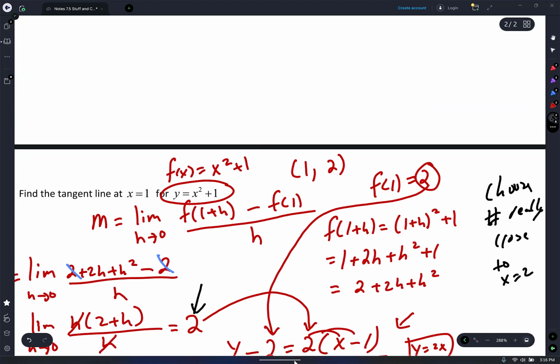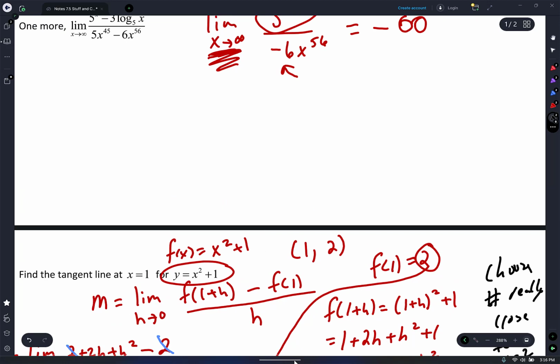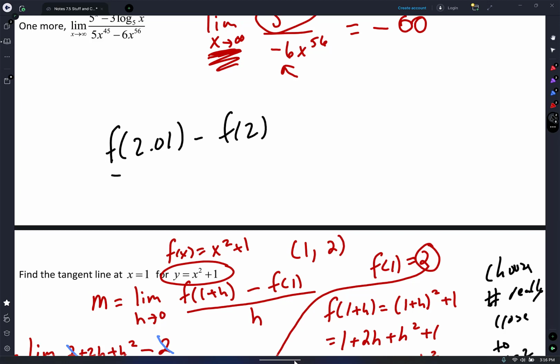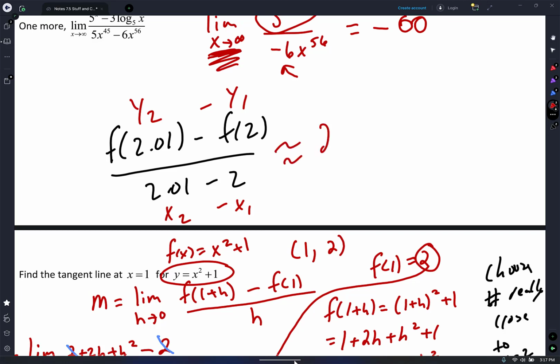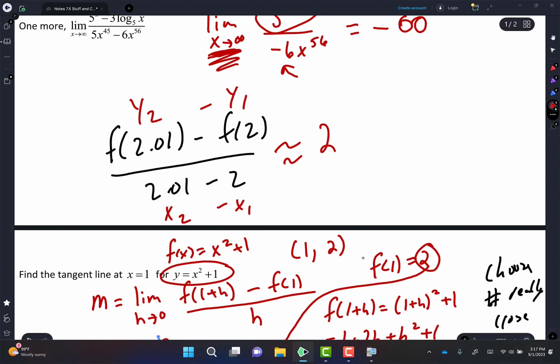What if you don't want to do any of this fancy stuff? You could have just gone f of 2.01 minus f of 2 over 2.01 minus 2. Check it out, this is y2 minus y1 over x2 minus x1. Do you guys see that? And this will be a number really close to 2, because that's what slope is.